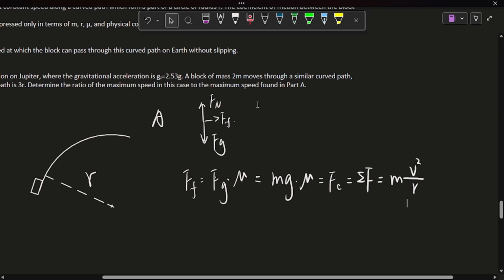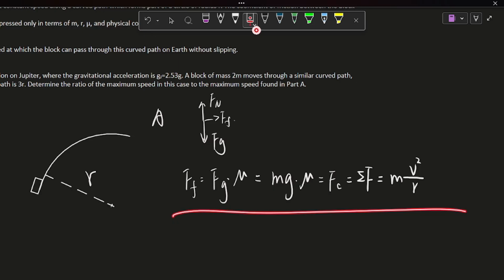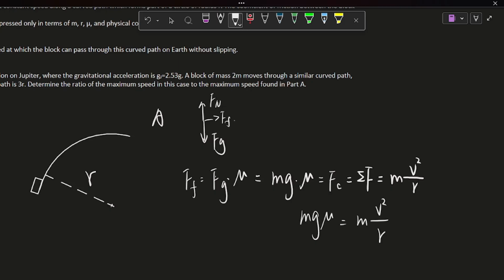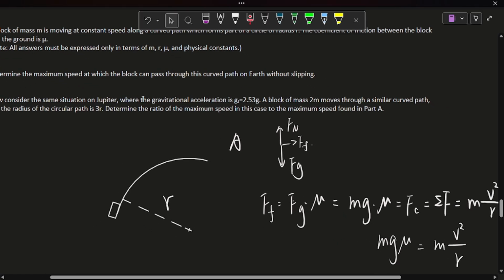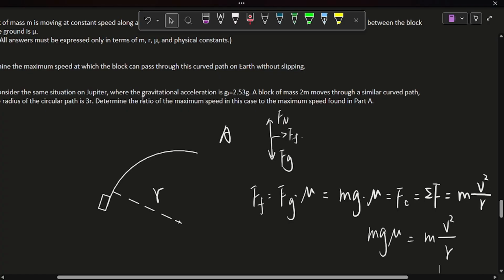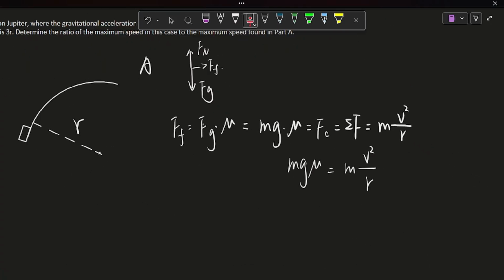So let's pick two parts of this long equation that we need. Let's write them out. Mg mu is equal to mv squared over r. M can cancel out, obviously. What is it asking you? Determine the maximum speed at which the block can pass through this curved path on the Earth without slipping. So it's asking for v. After canceling m, we get g mu is equal to v squared over r. So v is equal to the square root of r times mu times g.